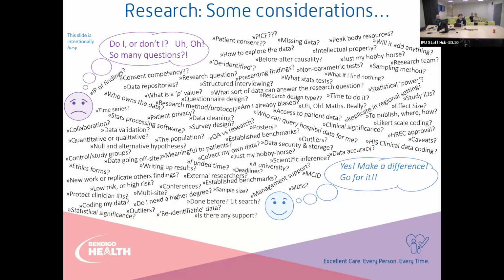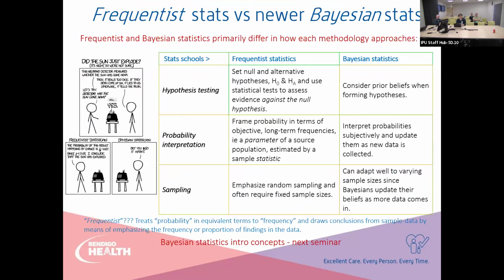Maths really, patient privacy. I can't read everything, but anyway, there's a whole lot there. And all those words that are jumbled up there have come across my desk since I've worked here. So I didn't make them up. These are the kind of things that come across our desk when we are attempting to do some research work and then do some analysis as part of it. Next one. Some considerations.